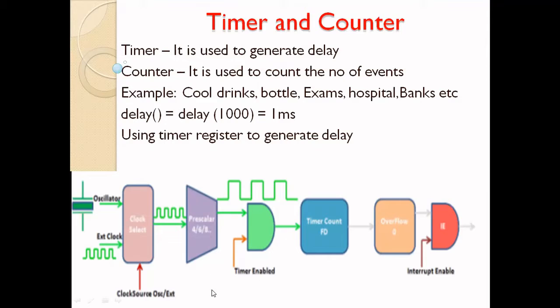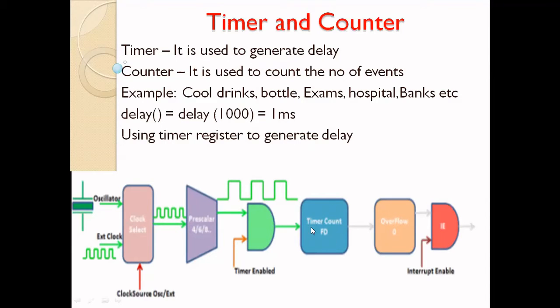Here you are using the timer enable. This is called an AND gate. If you give a 0 value here, the output will be 0. That is called disable. If you give a 1 signal, then only you will get an output.